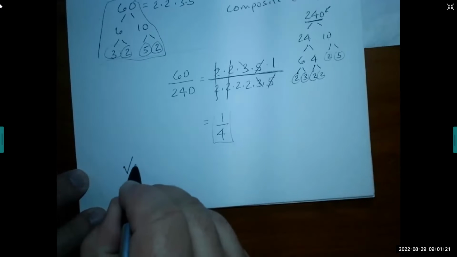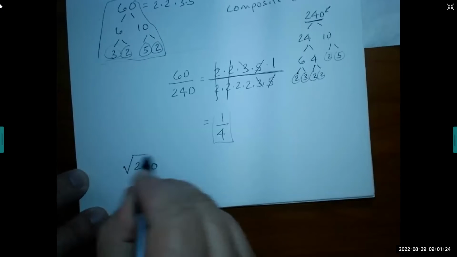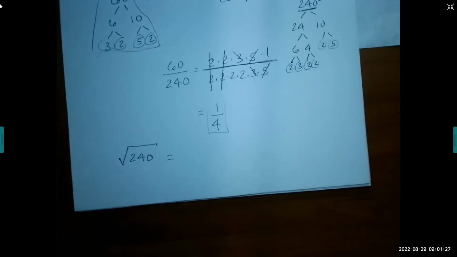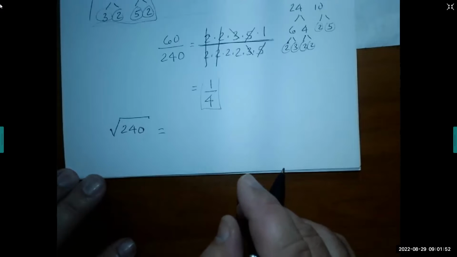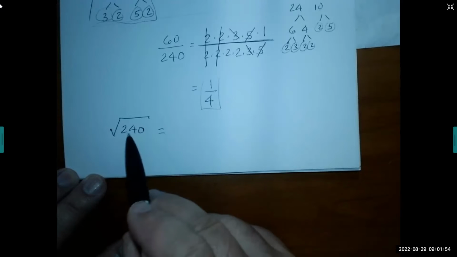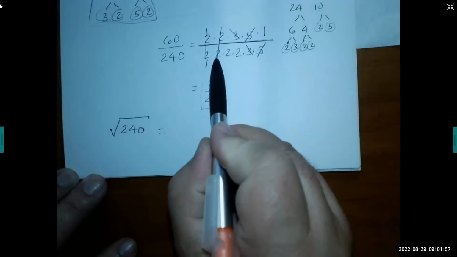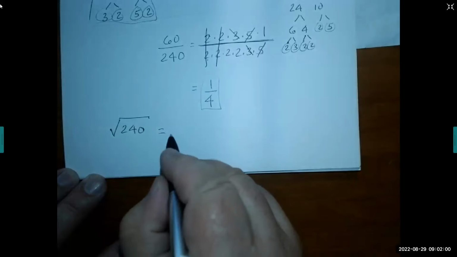How about with radicals? How can prime factorization work with radicals? What is 240 made up of? 2 times 2 times 2 times 2 times 3 times 5.